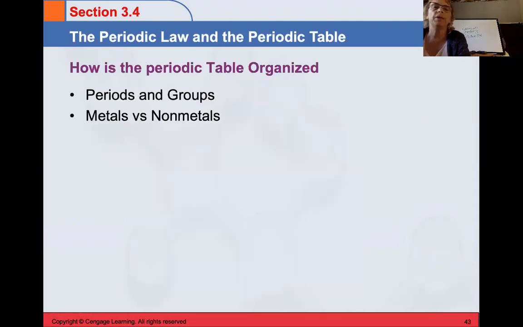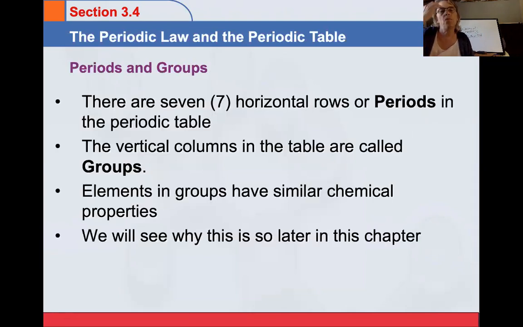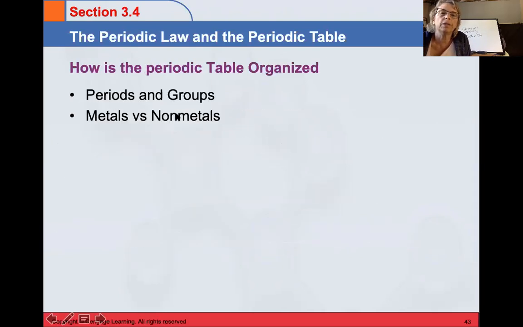So how is the periodic table organized? Well, there's a bunch of different ways that you can organize the table. There's a bunch of different ways you can organize a calendar. So one way is to organize the table into what are called periods or groups. So the vertical columns in the table are called groups, and the horizontal rows are called periods.